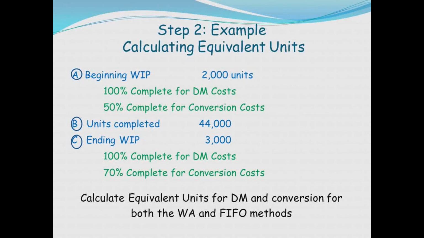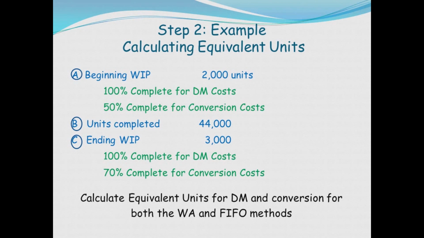I'm kind of confused here as to what he was doing. Is this percent of C for this, or percent for this? Oh, so it would be B, which is 44,000, plus C, which is 3,000, times its percentage. Direct materials would be times 100%. Okay, so 3,000 times 1. Yeah. Okay.